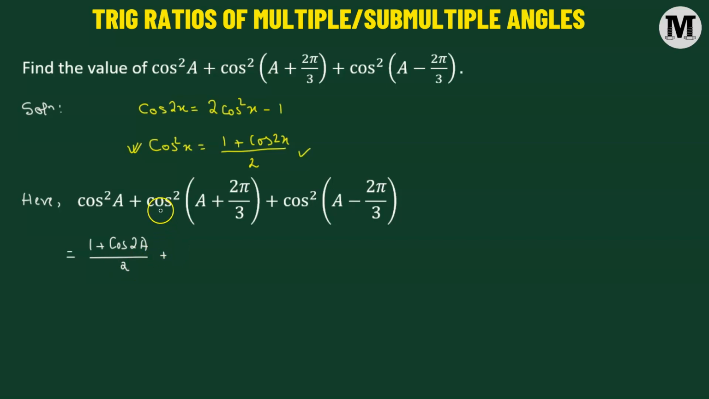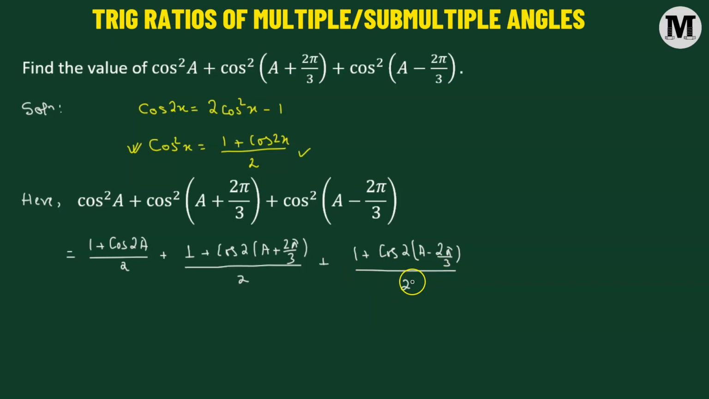Then coming to the second term, we have cosine squared (a plus 2 pi over 3). So we'll get 1 plus cosine of the angle 2 times this angle, which is (a plus 2 pi over 3), whole divided by 2. Coming to the third term, we have 1 plus cosine of 2 times the angle (a minus 2 pi over 3), whole divided by 2.